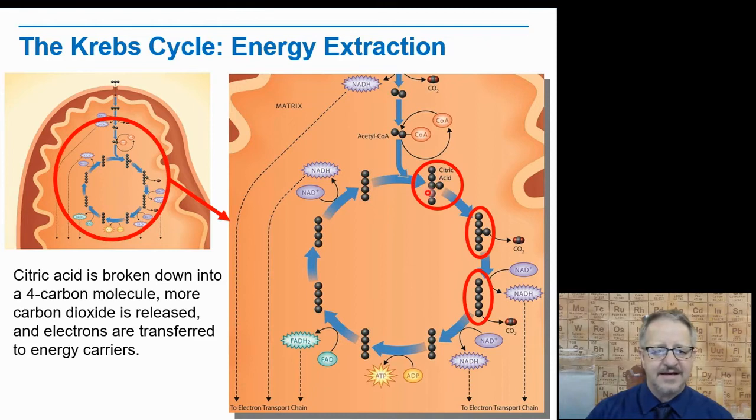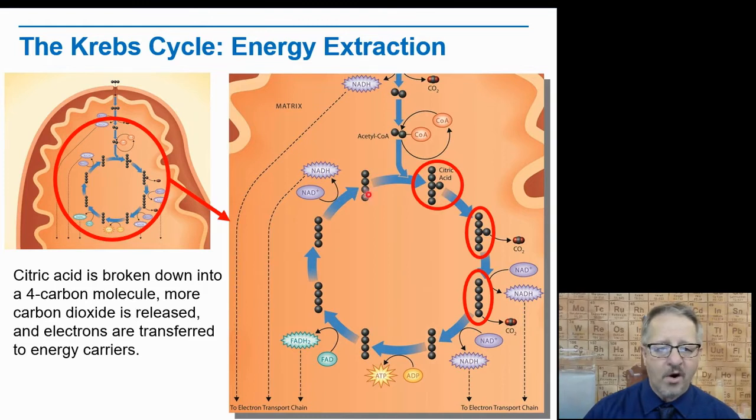Citric acid has 6 carbons. It loses a carbon dioxide, so it loses 1 carbon atom. Now it's a 5 carbon atom. It loses another carbon dioxide, so it loses another carbon. Now it's a 4 carbon molecule again. And look at this. This 4 carbon molecule ends up going right back to the beginning of the Krebs cycle to interact with another acetyl-CoA molecule to become citric acid once again.